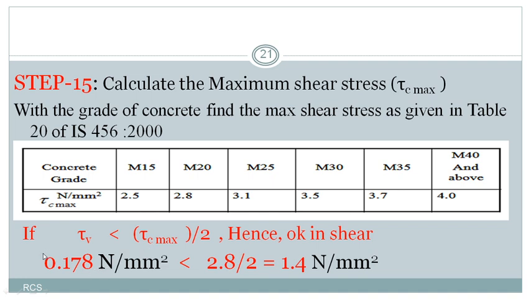So let us check, tau V is 0.178 Newton per mm square, and with respect to this table, tau C max is 2.8 Newton per mm square, but we require tau C max by 2 to say your slab is safe in shear. So tau C max by 2 equals 2.8 by 2, that is 1.4 Newton per mm square. So hence it is safe in this condition.